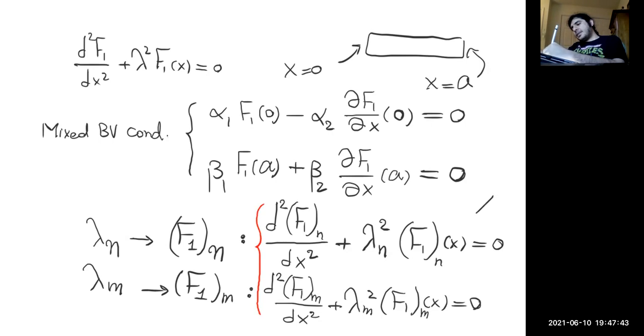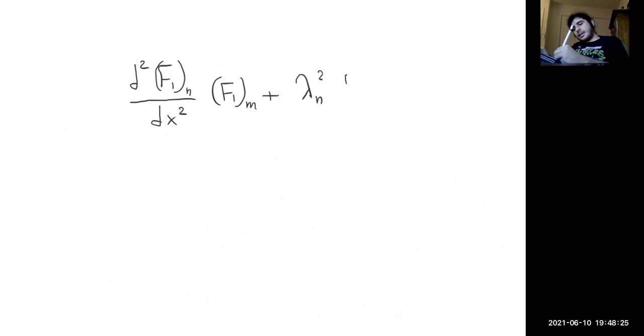Now, multiply the first equation by F1m, and multiply the second equation with F1n. So this one is for n, multiply that with F1m. This one is for m, multiply that with F1n. Let's see what we would get. We would see the second derivative of F1n with respect to x times F1m plus lambda n squared F1n times F1m is equal to 0.